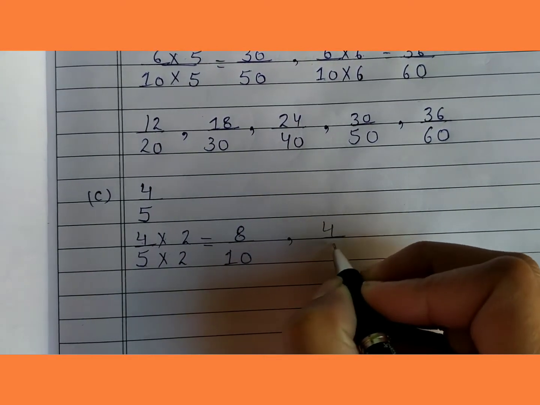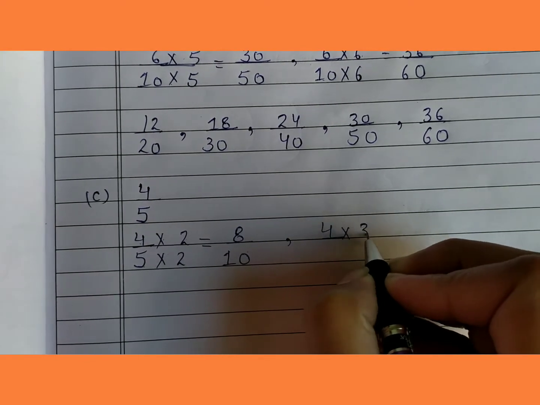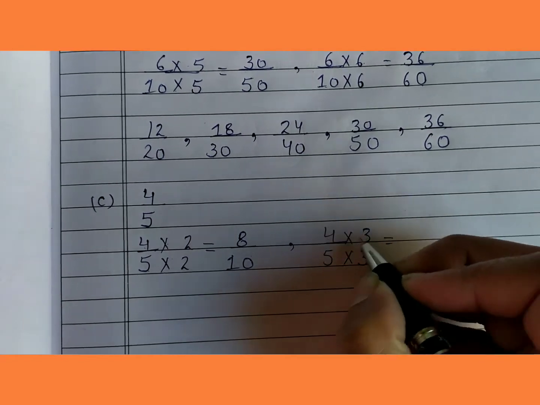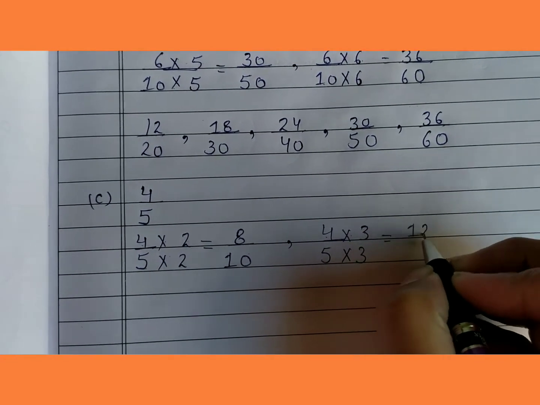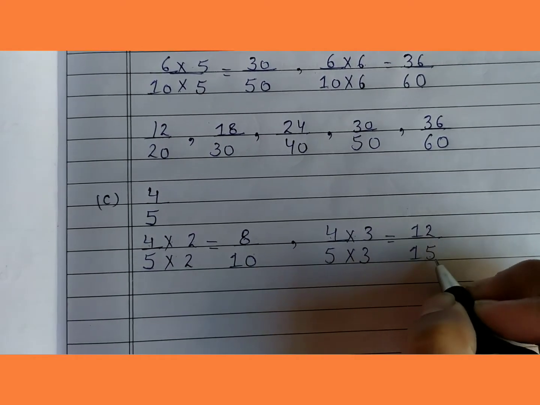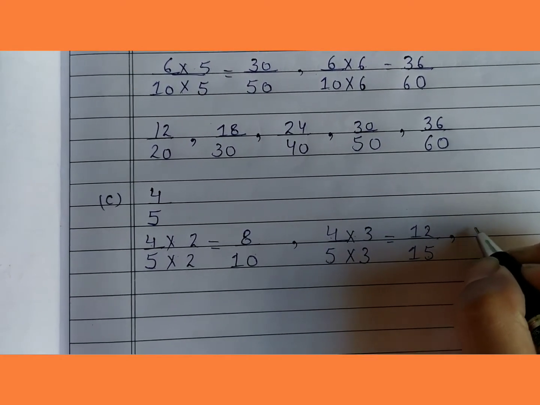4 multiply by 3, 5 multiply by 3. 4 multiply 3 equal to 12. 5 multiply 3 equal to 15. 12 upon 15 is the second equivalent fraction of 4 upon 5.